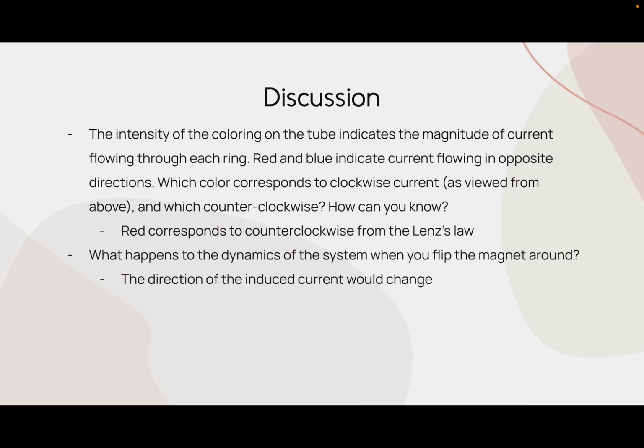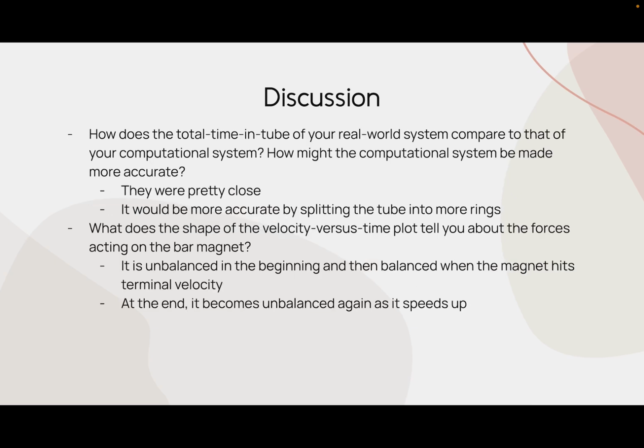So which color corresponds to the clockwise current? Red corresponds to the counterclockwise because you can know that from Lenz's law. And then if you flip the magnet around, the direction of the induced current would change, but everything else would stay the same. The total time of the real-world system compared to the computational model were pretty close, and it would have been more accurate if the tube was split into more rings.